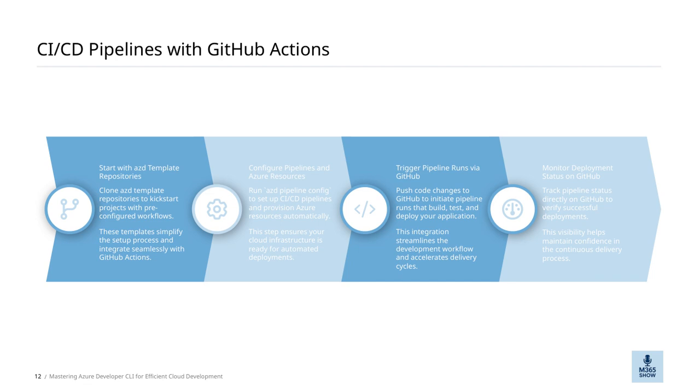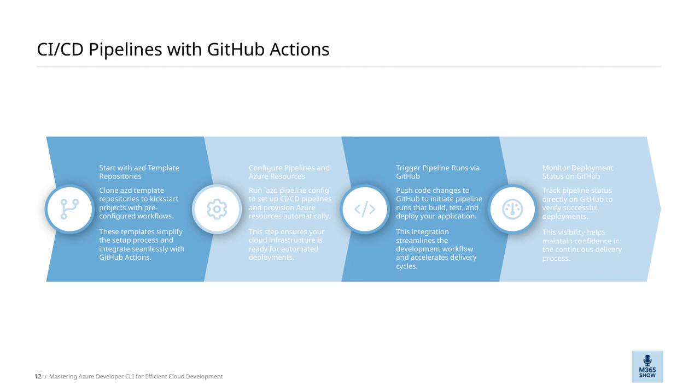Next, when you push your code changes to GitHub, it automatically triggers your pipeline runs. These pipelines handle building, testing, and deploying your application. This seamless integration streamlines your development workflow and significantly speeds up your delivery cycles, so you can get features and fixes out to users faster.